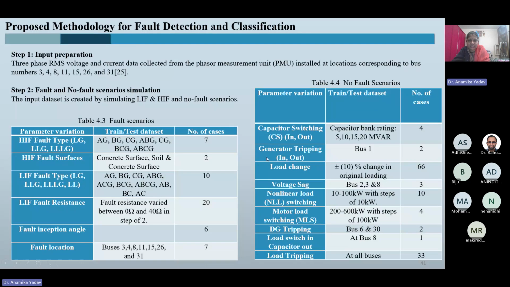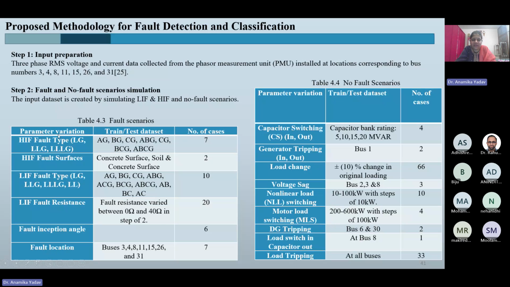Once the DG placement is fixed, now in the 33 bus system we calculate the three-phase RMS voltage and currents, and they are utilized through phasor measurement units, which are located at different buses, particularly at 3, 4, 8, 11, 15, 26, and 31. These are the buses wherein the PMUs are located, and through remote terminal units, the three-phase voltage and current signals are transferred through the communication network to the main point of common coupling, and we get the three-phase data available at one point.